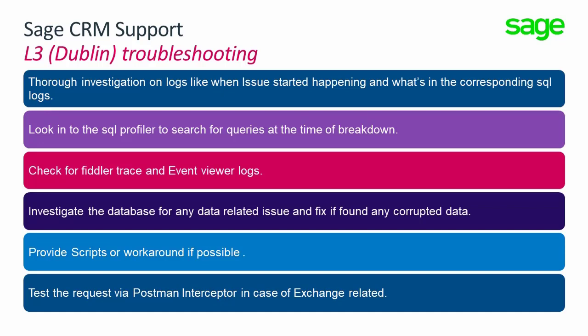Then we investigate the database for any data-related issue. We try to fix it, for example delete the corrupted data, or if there is a column issue, let's say the data type is not correct, or any data-related issue, we try to fix it if we can. We try to provide scripts or a workaround if possible. So that's L3 troubleshooting. And in the case of a web services issue, we look in the Postman interceptor, in case of Exchange-related or web services-related issues. So that's how the L3 team troubleshoots.